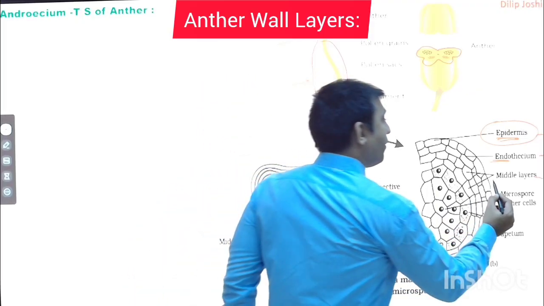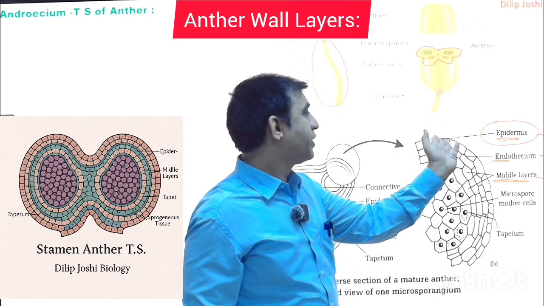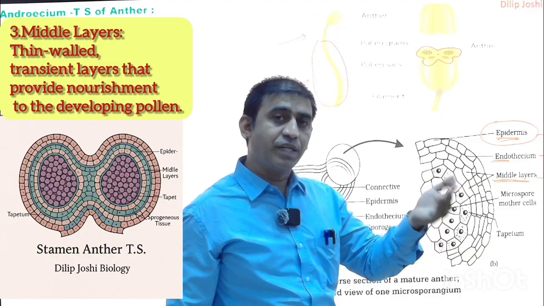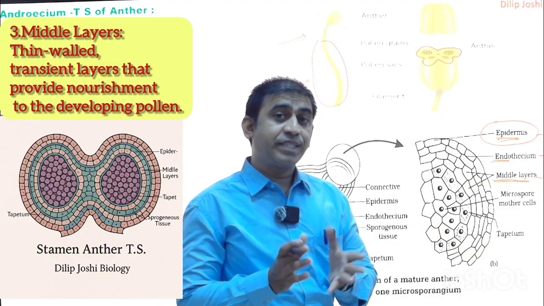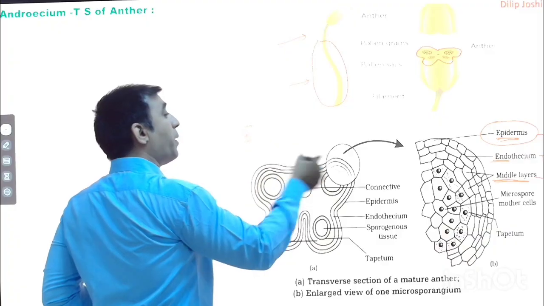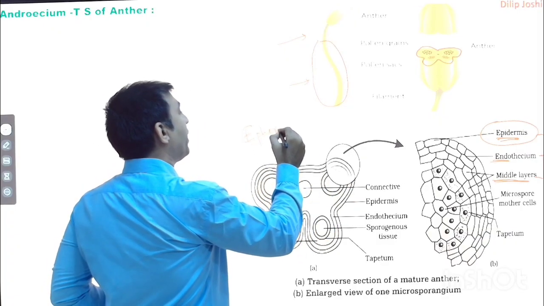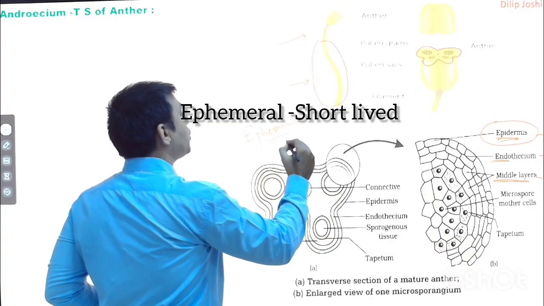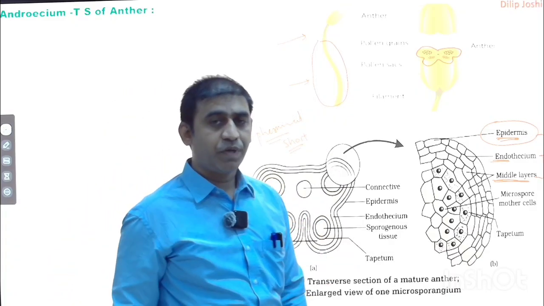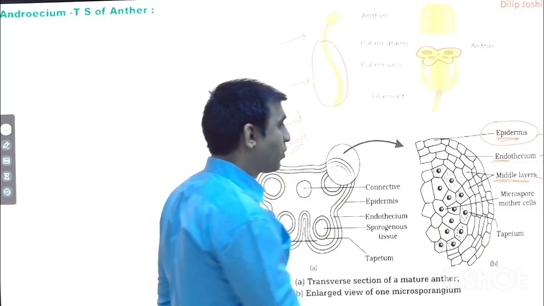Then if you see this epidermis and endothecium, here you can see single layers are there. And the middle layer, that is a 1 to 3 layer structure, is ephemeral. Ephemeral means it is short-lived, not staying for a long time. It is short-lived because during dehiscence it will burst and the pollen grains are going to be released.